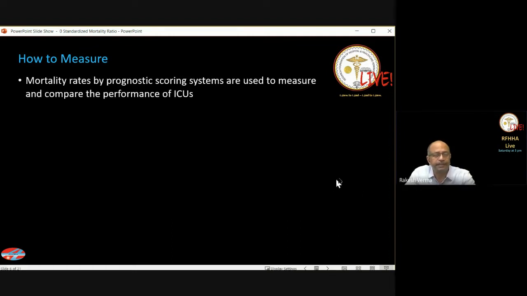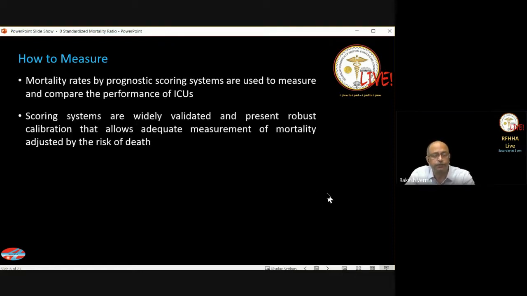Now, mortality rates by prognostic scoring systems are used to measure and compare the performance of ICUs. At least this is the intent of the standardized mortality ratio in the NABH standards when it says that you have this KPI for your hospital. Scoring systems are widely validated and present robust calibration that allows adequate measurement of mortality adjusted by the risk of death. So what we are doing is that we have a scoring system, and we'll see one such.